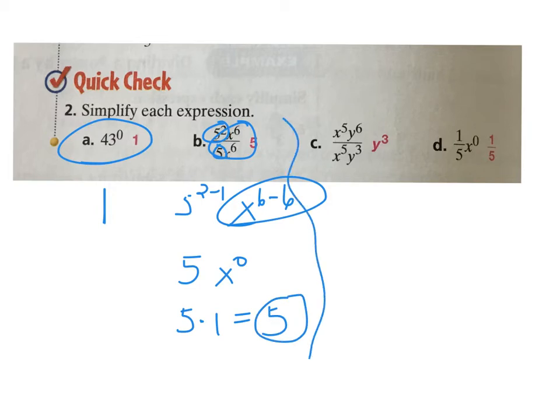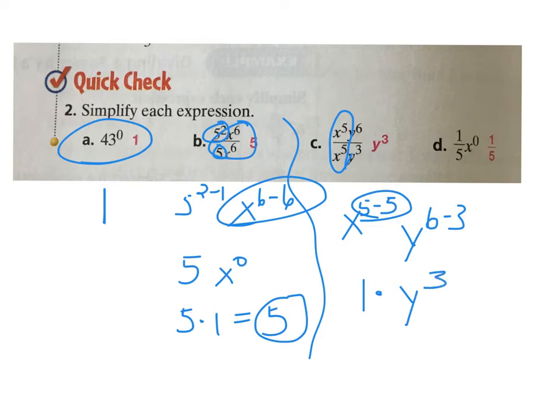On C right here, we have x to the 5th over x to the 5th. So it's divided. So it's x to the 5 minus 5 times, I'm sorry, that's not x, that's a y. So times y to the 6 minus 3. Well, this creates 0, which is just 1. And this is y to the 3rd power. 6 minus 3 is 3, so it's just y cubed.